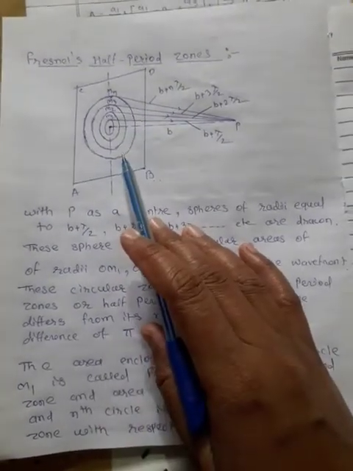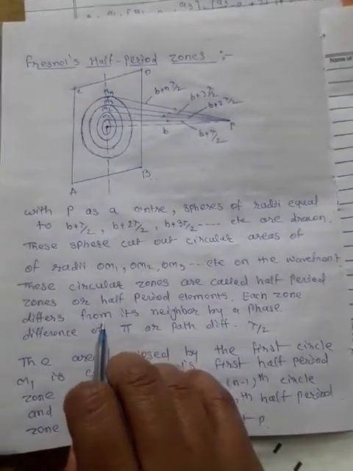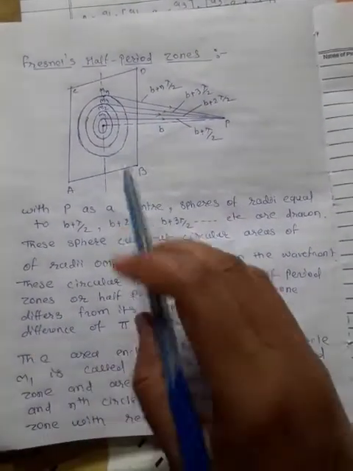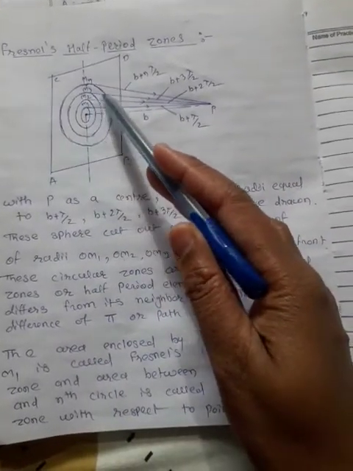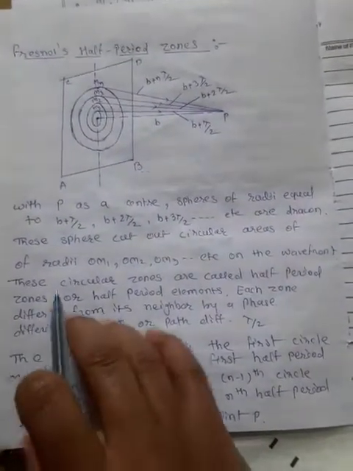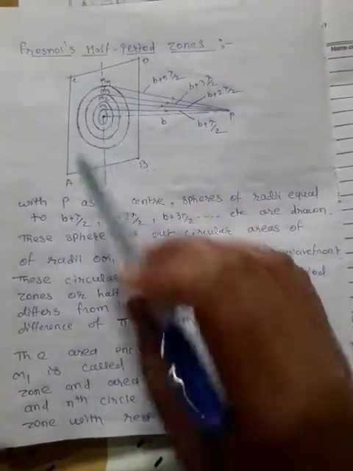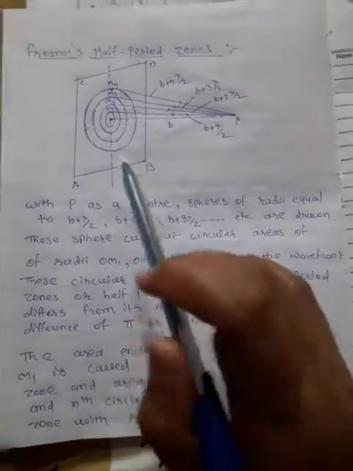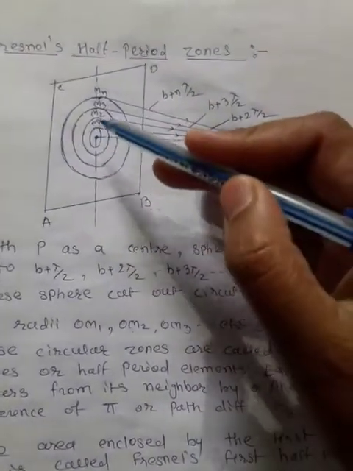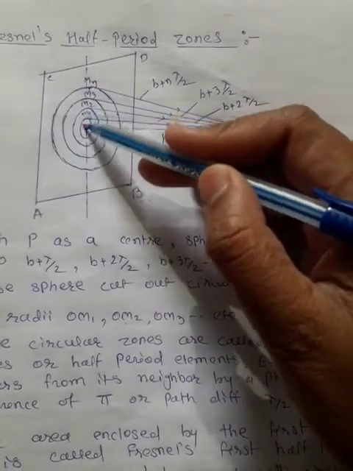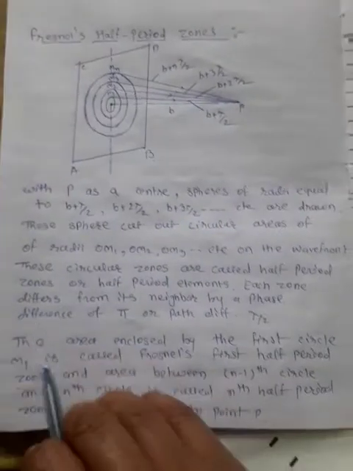Here that circular zone is called a half period zone or half period element. Each zone is different from its neighbor. Every zone is different from its neighboring zone, and the phase difference between these two zones is taken as lambda by 2. It means that the difference between these two zones is lambda by 2, or pi.